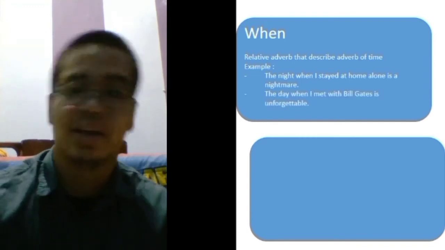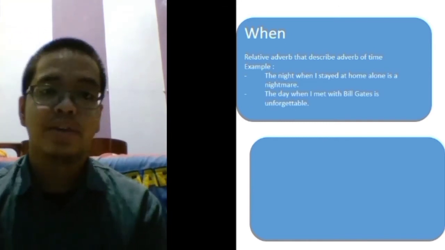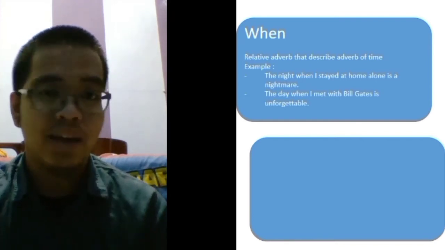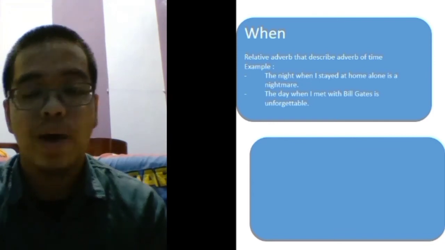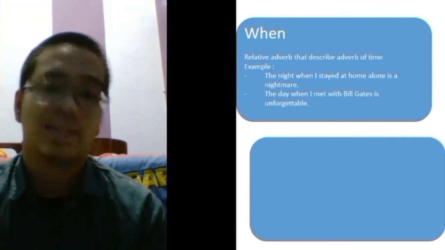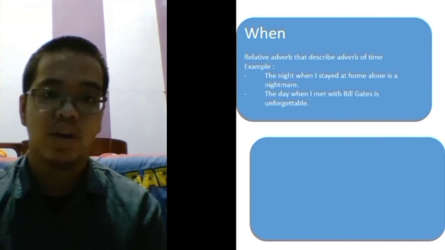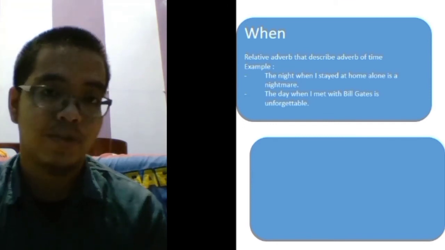I will give you the second example to make it more clear. The day when I met with Bill Gates is unforgettable. The adverb of time here is the day, and the identifying adjective clause here is when I met with Bill Gates. It is the same case as before. It is an adjective clause. You cannot take out the identifying adjective clause because the day is not specific.